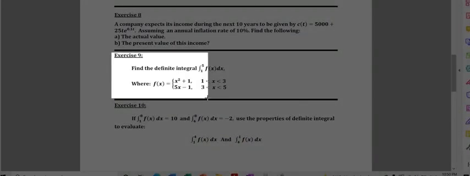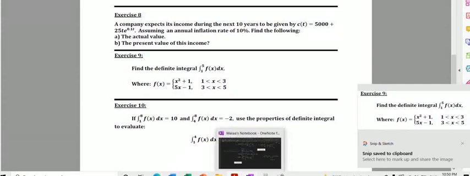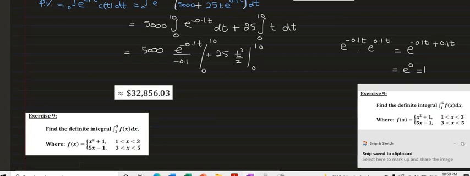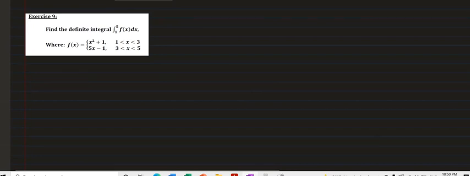We need to find the definite integral from 1 to 5 for this given f of x. The f of x is described as a piecewise function of two pieces, one that starts from 1 to 3. So from 1 to 3 we have the function x power 2 plus 1, and from 3 to 5 we have the other function, 5x minus 1, right? So in order to integrate from 1 to 5, we need to divide this integral into two parts.